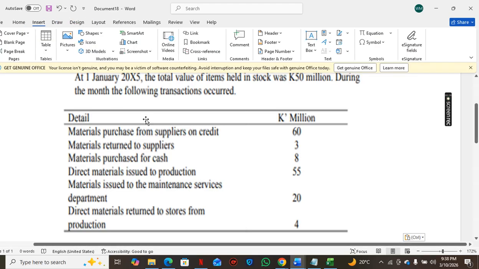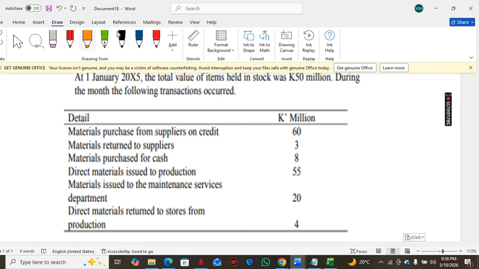We purchased materials purchased from suppliers on credit. Okay, so colleagues, if we remember in financial accounting, whenever there is a purchase, usually you debit the purchase's expense and you credit the supplier. But in this case, you're not going to debit the purchase's expense. You're going to debit the store's account. They're showing that inventory has come in.